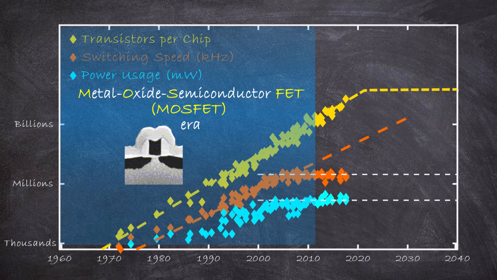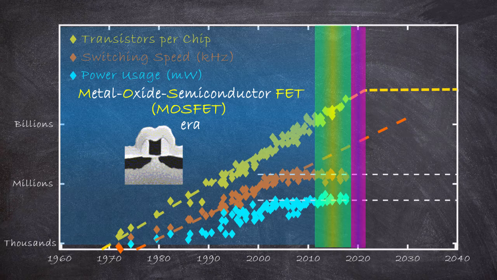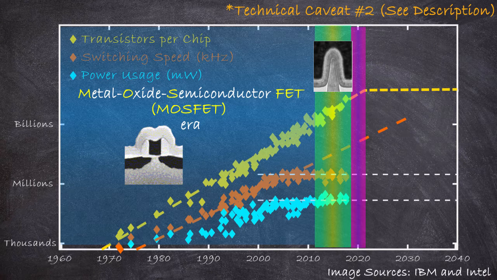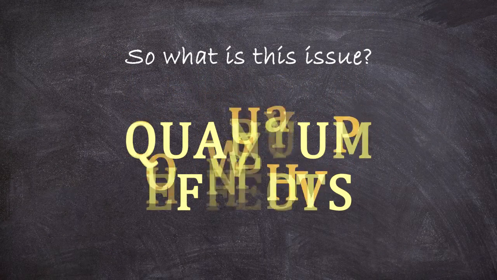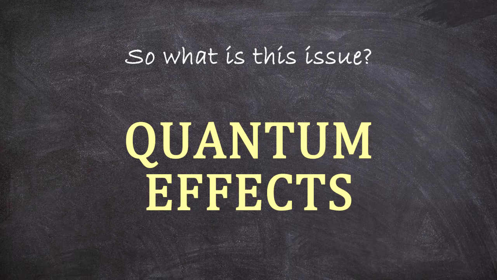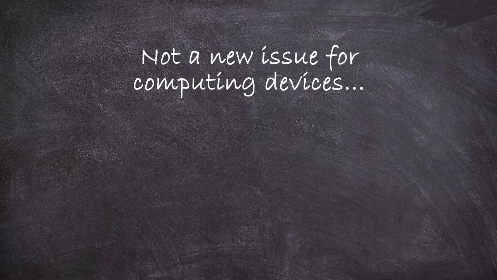However, from about 2012 to 2020, we'll have changed to a new device not once, but twice. Think about that. One device stuck with us for 50 years, but now we've had to reinvent the wheel twice in a decade. So what is this issue that has forced this? Well, it relates to the quantum mechanical behavior of electrons. It's a quantum effect that up till now hadn't been such an issue because devices were so much bigger.